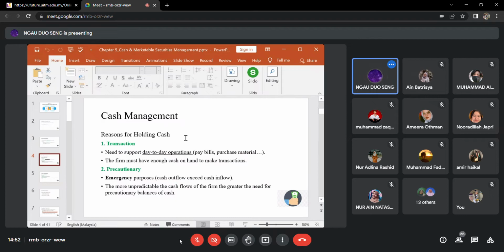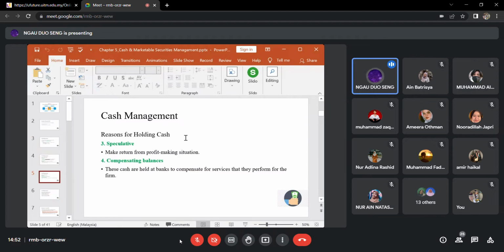Then emergency purpose can be like kalau company dia banjir ke, right, masuk air company, or fire, so we need to have precautionary. Then speculative, make return from profit making situation. So they also need to have cash when other, like contoh kalau restaurant sebelah nak jual, so you can expand your business.